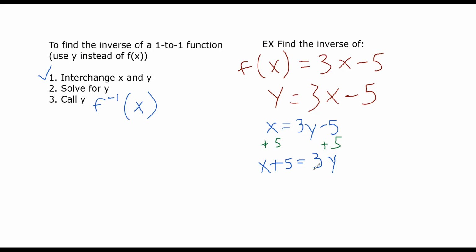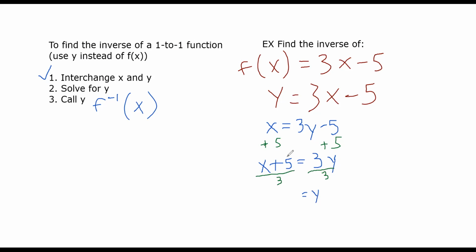Next up, this 3 here is plaguing y. So you're just going to divide both sides by 3. So you're going to have y by itself, which is what you're wanting.